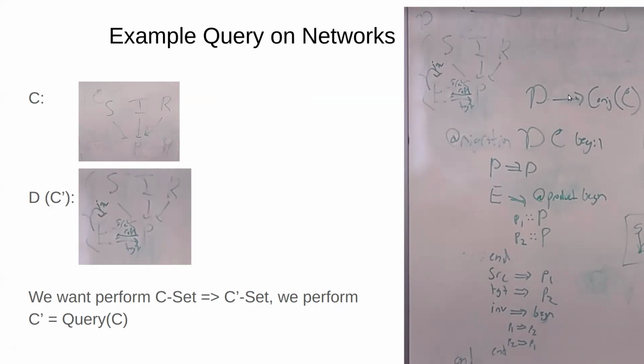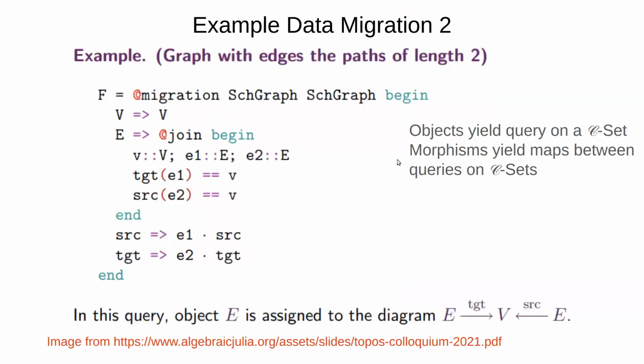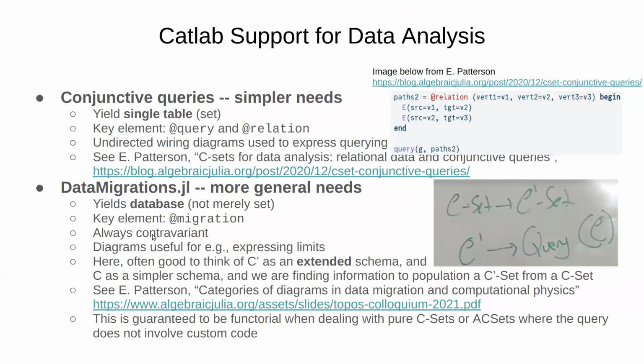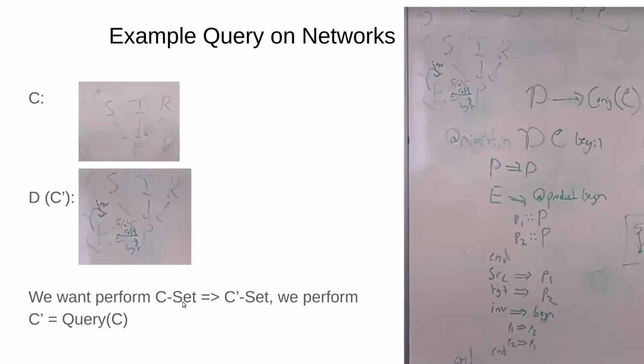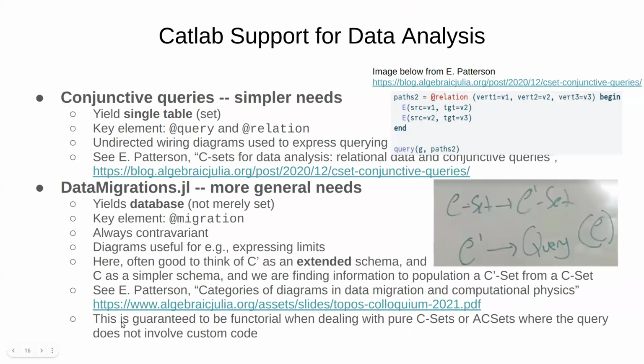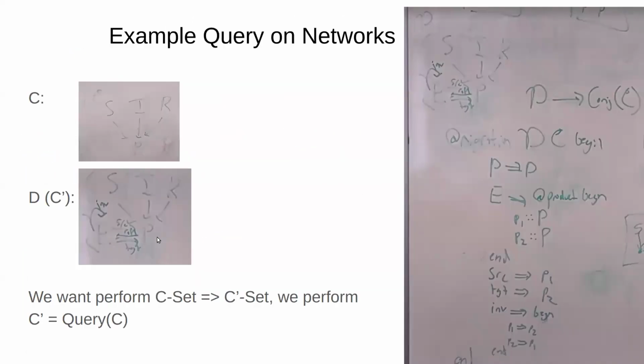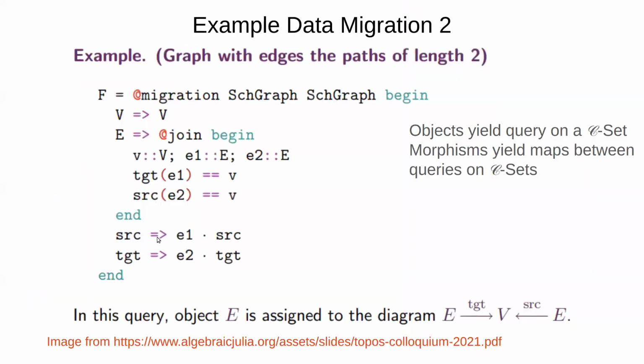If we call this C and we call this D, the richer schema. D, person maps to person. E maps to the product of P and P. Source maps to P1, target. And so I'm not going to explain all this, but suffice it to say that this language of migration here is much more general. What's going on, again, is objects are not mapped to objects. Objects are mapped to queries here, or you could think of them as being queries, okay? And morphisms yield maps between queries, which is kind of interesting.